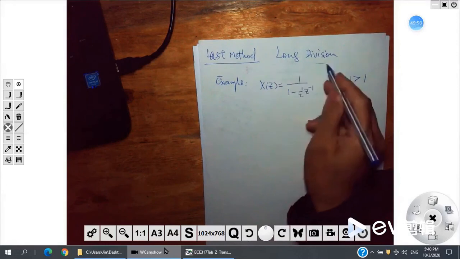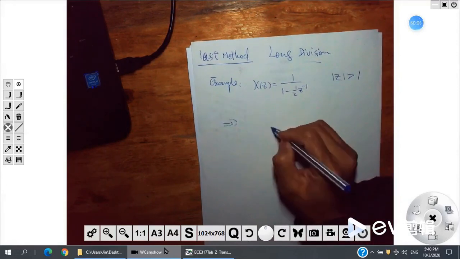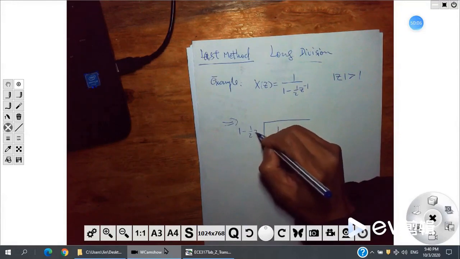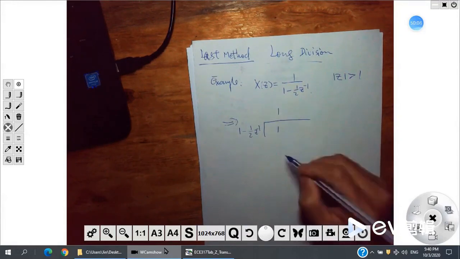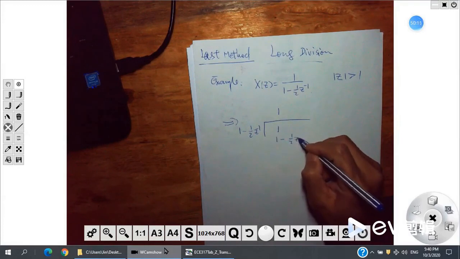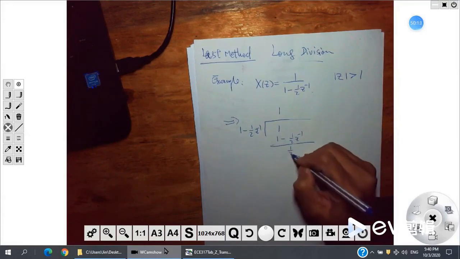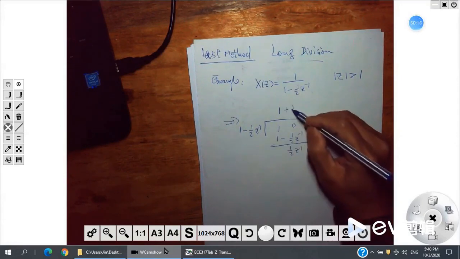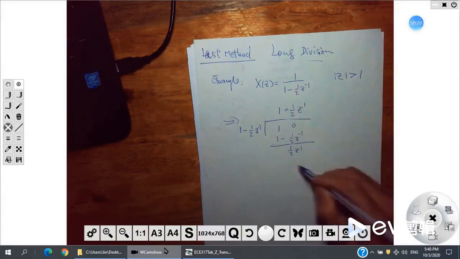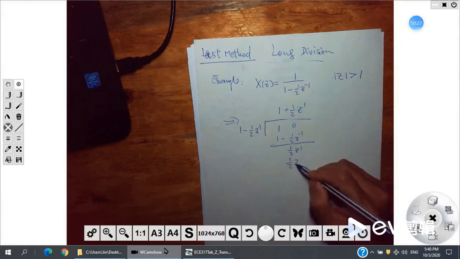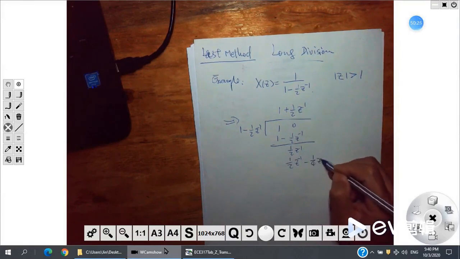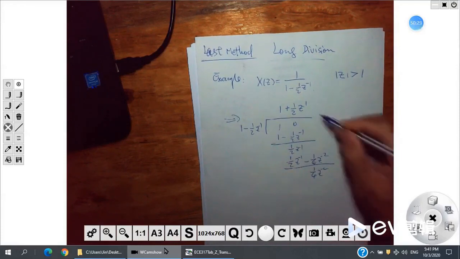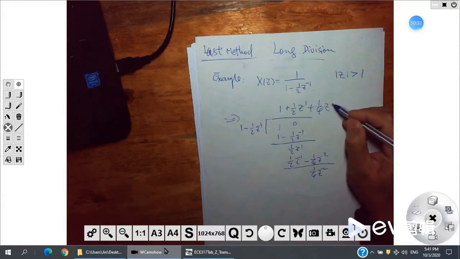we perform long division. 1 over 1 minus 1/2 z^-1. I put a 1, I have 1 minus 1/2 z^-1, I have positive 1/2 z^-1, right? It is 0 minus this, I get this one, and plus 1/2 z^-1. I have 1/2 z^-1 minus 1/4 z^-2. So here is 1/4 z^-2. And here is plus 1/4 z^-2.